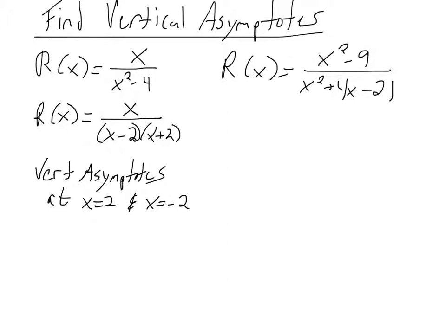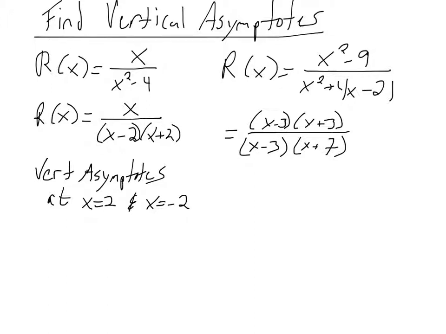Now, this next one here is a little bit more interesting. So I'm actually going to go ahead and factor the top and the bottom. There's the top, x minus 3 times x plus 3, right? And the bottom's going to factor out to x minus 3 times x plus 7, right? Now, you'd be tempted to say, well, there are vertical asymptotes at x equals 3 and x equals negative 7. The issue, though, is that the x minus 3's cancel out, leaving us with x plus 3 over x plus 7.